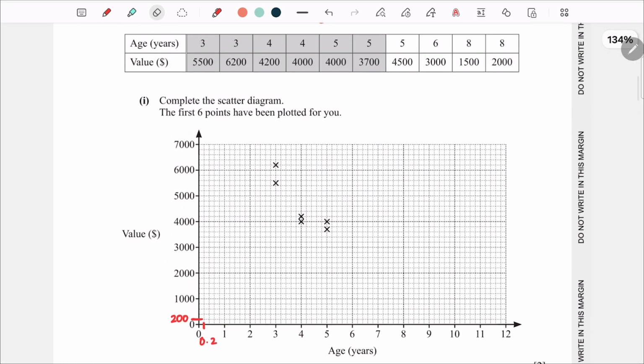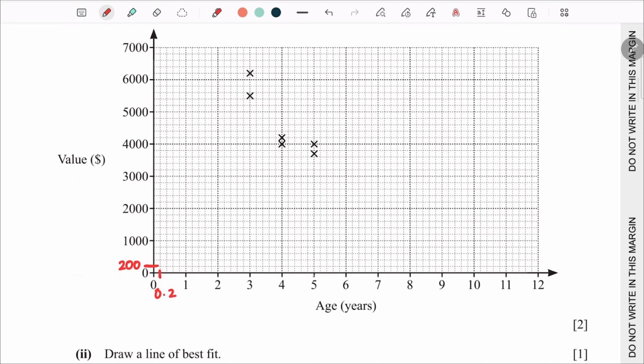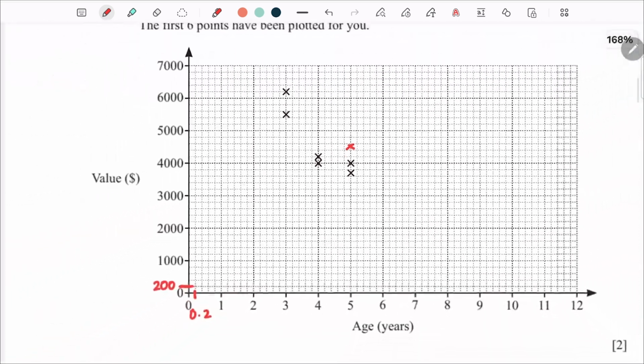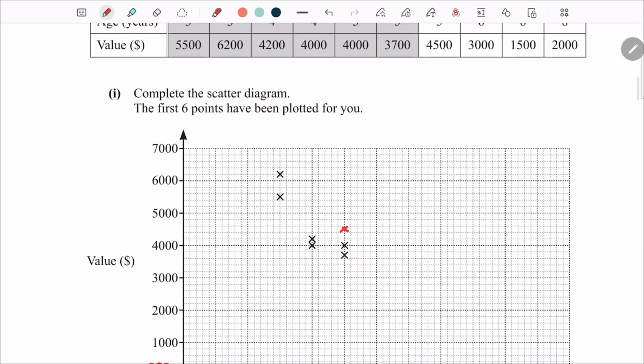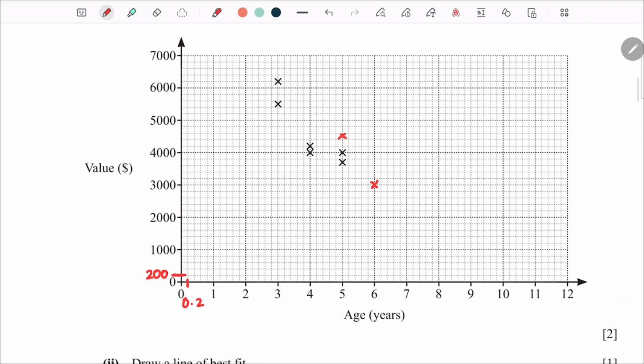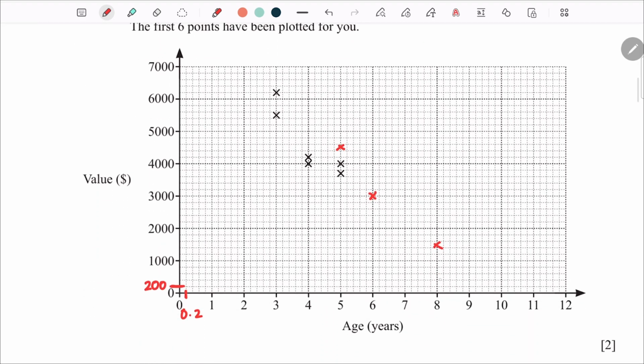Now I'm gonna plot the remaining points. 5 and 4500. 5 and 4500 is gonna be 42, 44, and 45. Then 6 and 3000. 8 and 1500. And the last point is 8 and 2000.